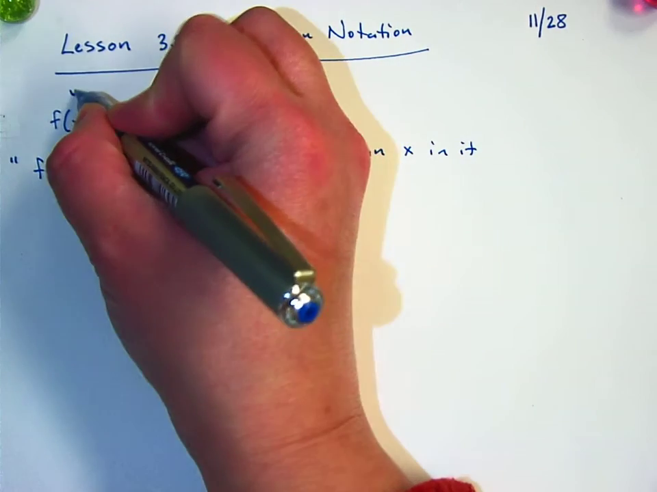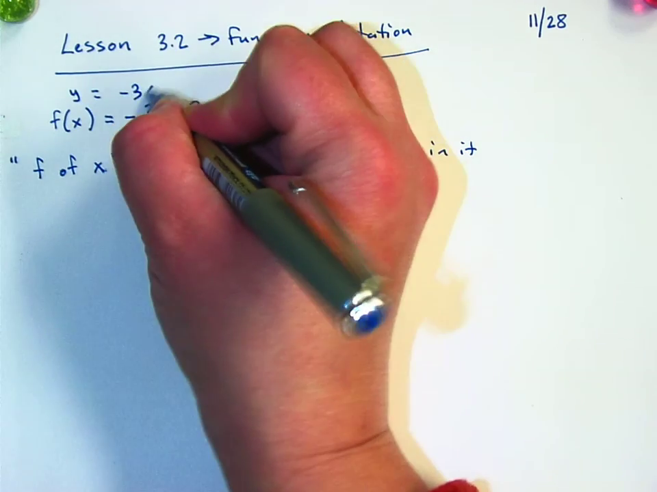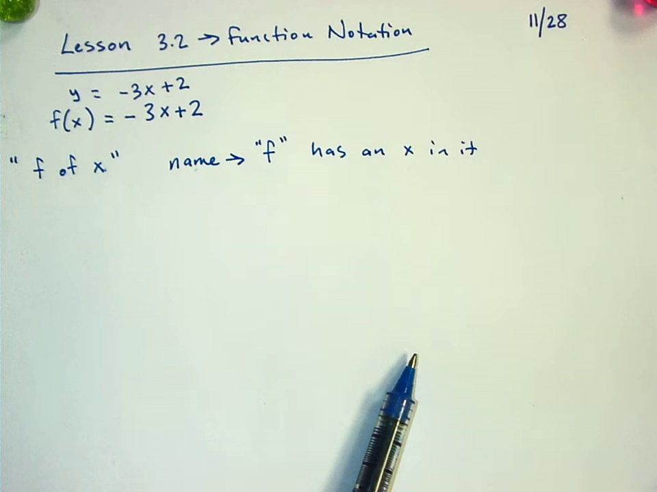You could also write y equals negative 3x plus 2. They're the same thing. The f is just there to call it a name. You can call it Frank of x, or Fiona of x, or Fred of x. I'm running out of f names.